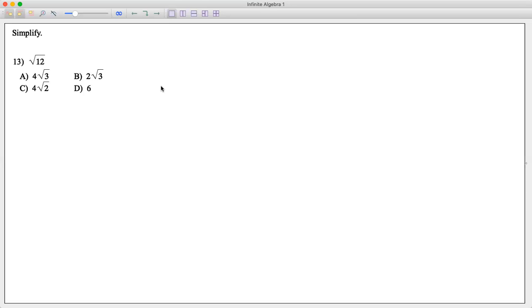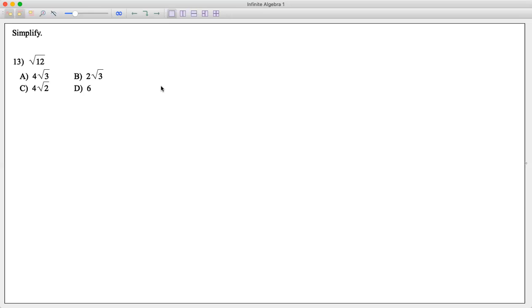To solve this problem, do it nice and large, the square root of 12. Well, I don't know what the square root of 12 is, right? It's not one of those numbers over there. So we have to rewrite 12 as one of those numbers times any other number. 4 times 3. I can rewrite 12 as 4 times 3. Further, I can write that as the square root of 4 times the square root of 3. I know the square root of 4 is 2. So this turns into 2 times the square root of 3, which is answer B, not A.